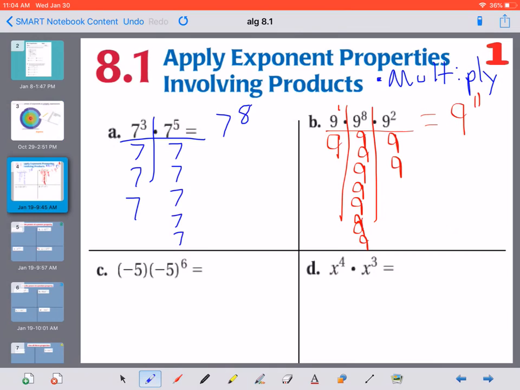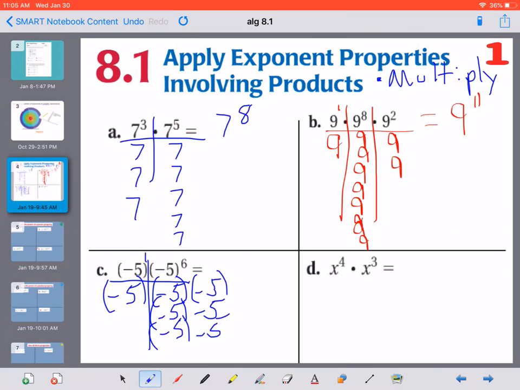Next one we have some parentheses, but those shouldn't matter. Here we're just saying we have 1 -5 and 6 -5s. So if we write those out, we have 1 -5 and then 6 -5s. So we have 1, 2, 3, 4, 5, 6, 7 -5. So remember, we have to keep these parentheses because that 7 is multiplying the whole -5s.